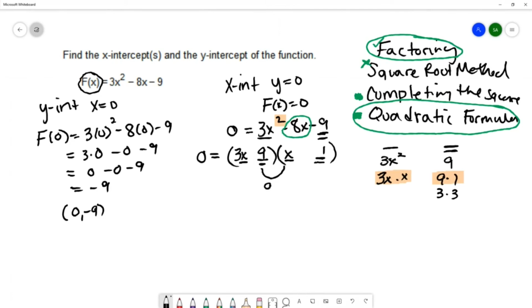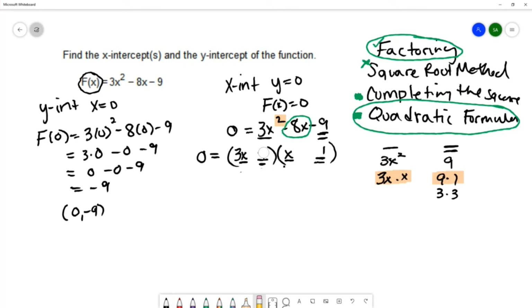So the middle part comes from multiplying 9 times x and 3x times 1. If I add those together, 9 plus 3 would give me 12, and I want a middle number of negative 8. So that's the wrong number. It might also be subtracting these two. 9x minus 3x would be 6x. That doesn't match the middle number either. So this is not the correct factorization. So let me get rid of this, and we need to try something else.